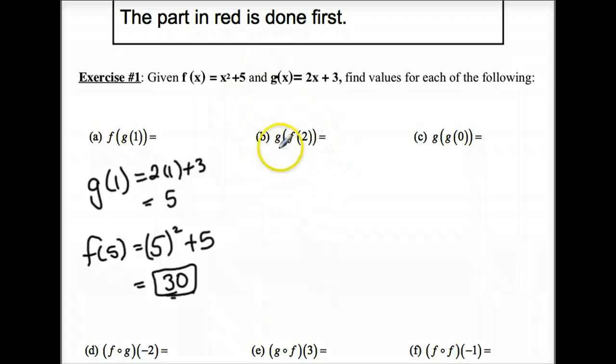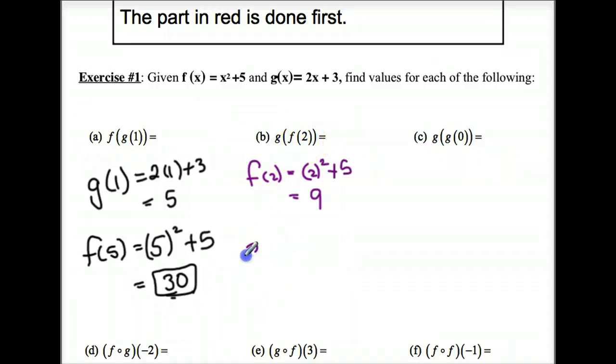Confused? Let's do a second one. g of f of 2. Do my inside parentheses first. f of 2, meaning I'm using my f function up here. So wherever I see x, I'm going to replace it with 2. So this becomes 2 squared plus 5. 2 squared is 4 plus 5 is 9. This output replaces that f of 2.